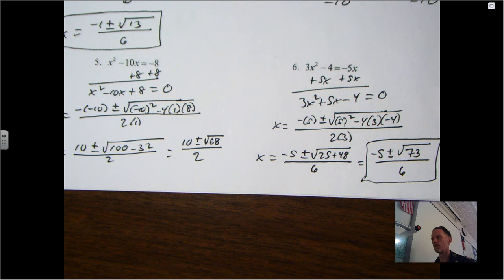So that's using the quadratic formula. We'll have a short assignment on that in the next class period. If you have some questions, you'll have an opportunity to ask them then. Again, just plug in the numbers, make sure your quadratic is equal to 0.